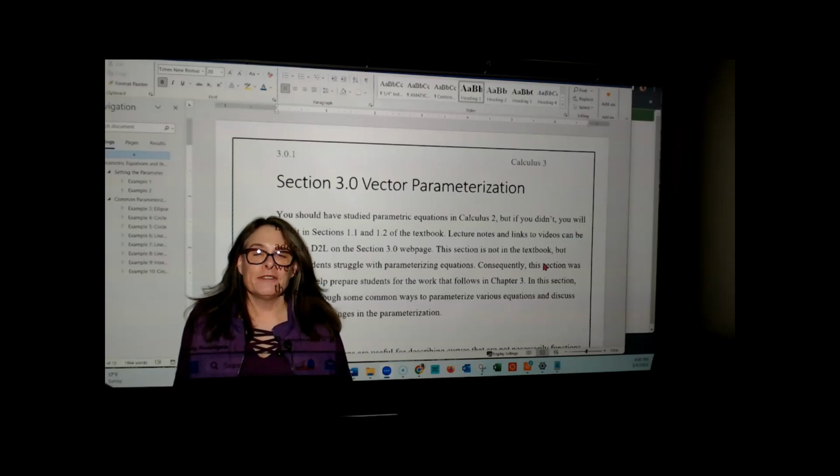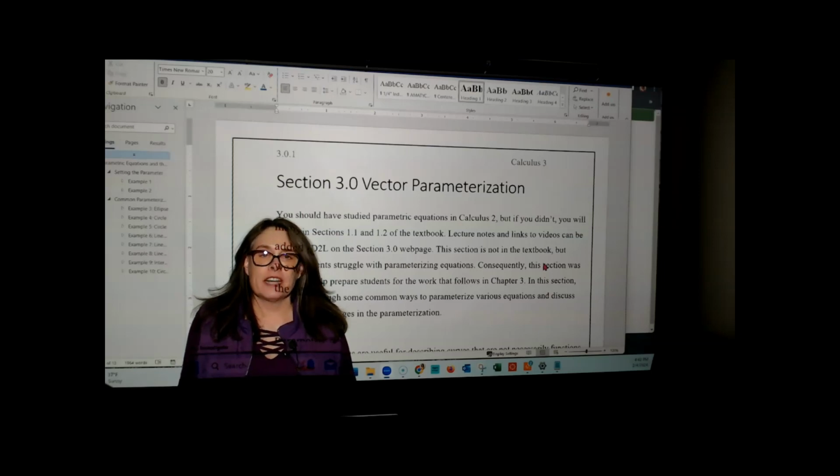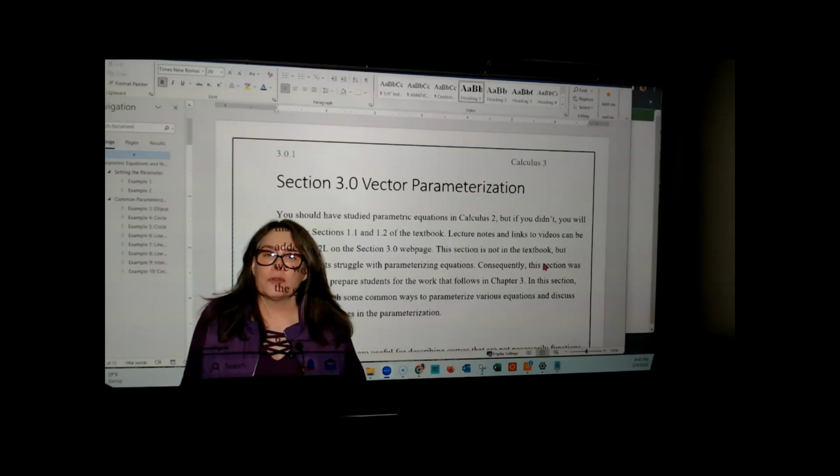Before we begin the official work of Chapter 3, I want to do this section, which I've titled 3.0. You won't find this section in the textbook, but I've discovered that students often have a great deal of difficulty parameterizing curves and other equations in three-dimensional space. So in this particular section, we simply work through a lot of examples of how you might parameterize a curve or an equation in three-dimensional space, as well as two-dimensional space.